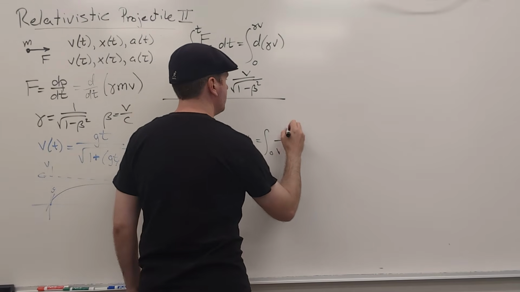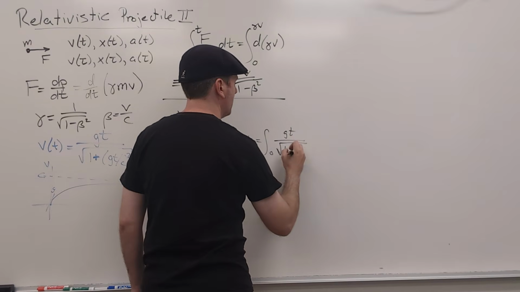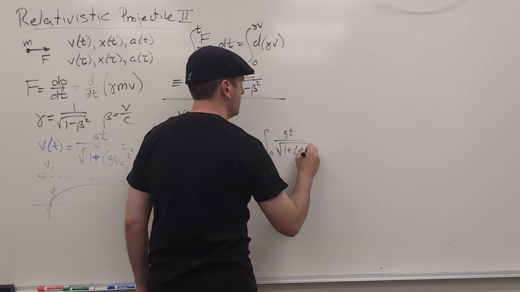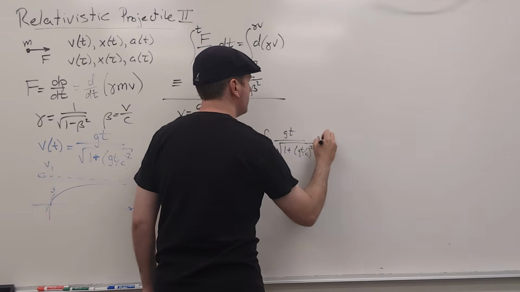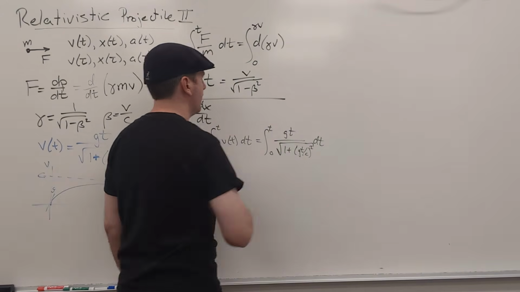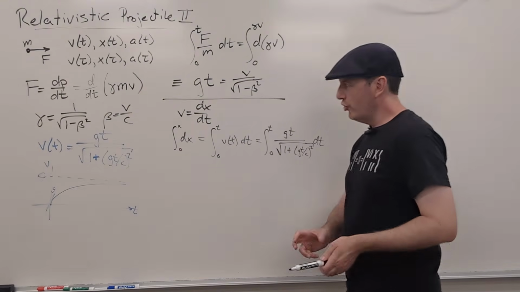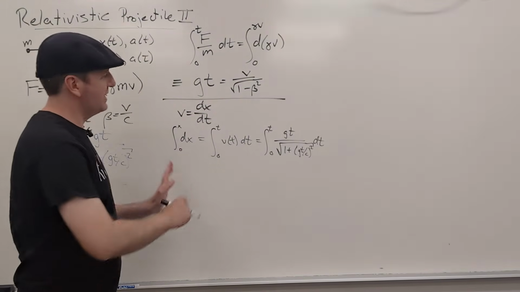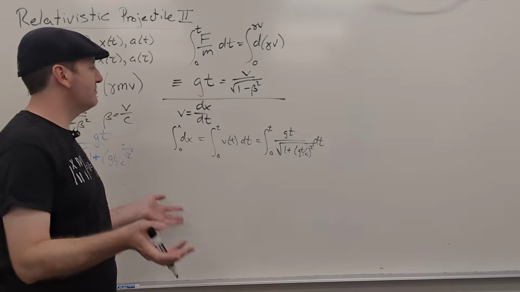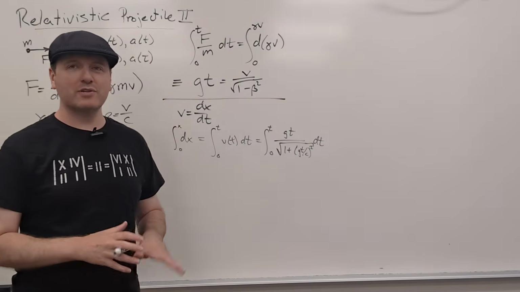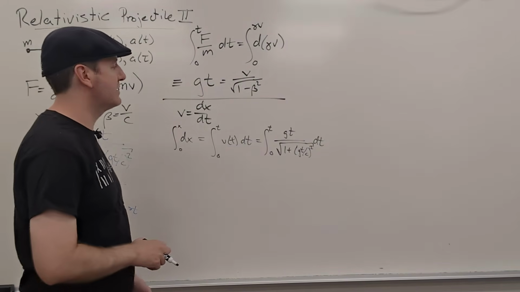And what do we have? We'll have gt over square root 1 plus gt over c quantity squared dt up to some time t. So we just have to do this integral. Okay, I could be real glib and just say, it's something trivial, but you know, I don't always like doing that. So let's actually do some good integration practice.